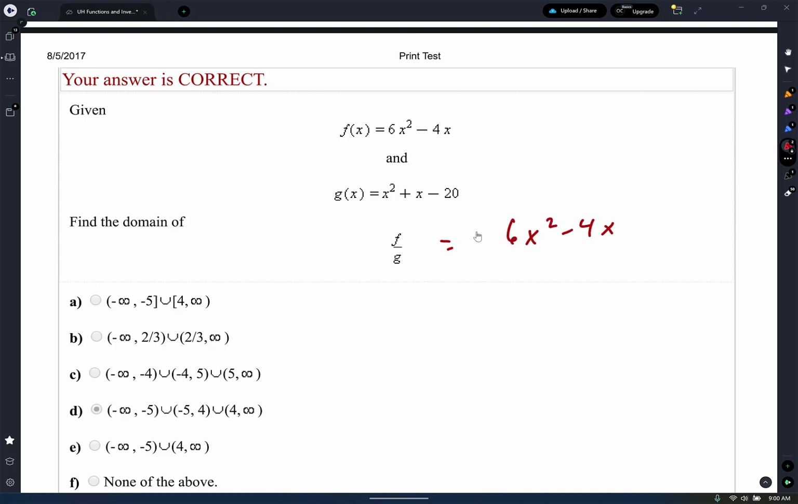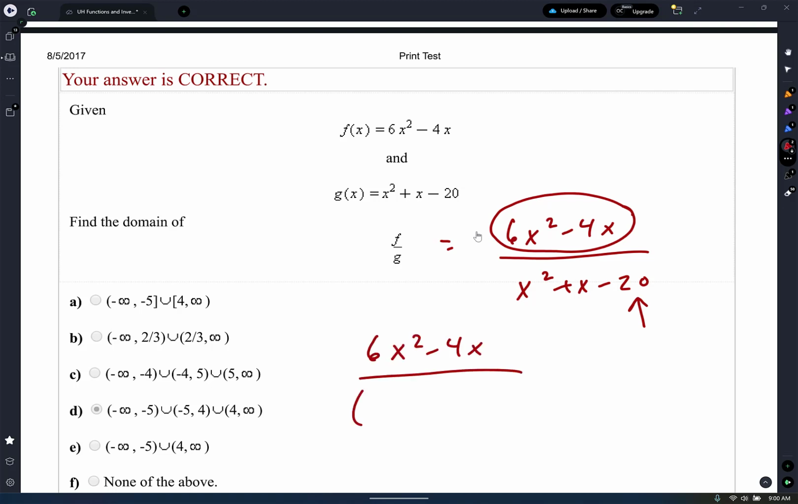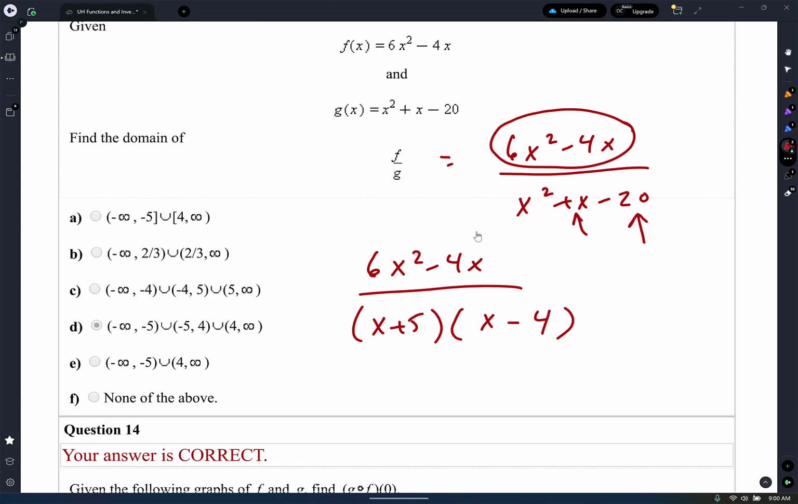6x squared minus 4x over x squared plus x minus 20. We don't care about the numerator because the numerator is all real numbers. We just know we can't divide by 0. So I look at the denominator, 2 numbers that multiply to give me negative 20, but add up to a positive 1. What is that? 5 and 4. And the 5 has to be bigger because I have to add up to a positive 1. So x plus 5, x minus 4. So what numbers can you not be? x cannot equal 4, and x cannot equal negative 5. Because those are values that will give me a 0 in the denominator.